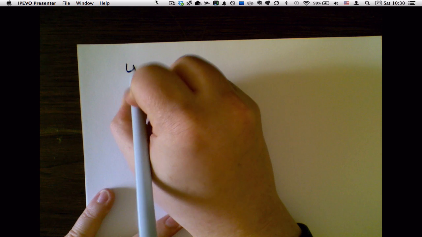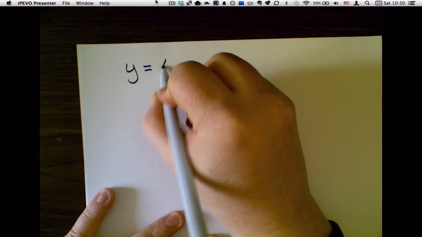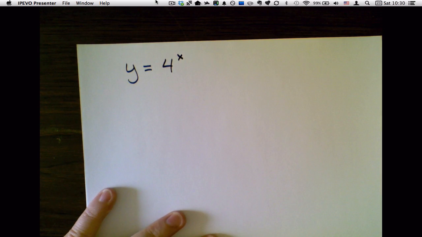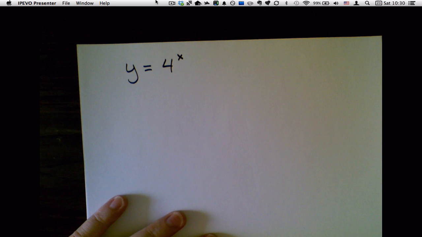The cool thing about exponential functions is even if they have a different base, we can still make them look the same by messing with our other variables. So let's say we have y equals 4 to the x. I'm picking an example that has a really nice, clean answer. You can do this with any exponentials, but it's not going to be as pretty and clean.